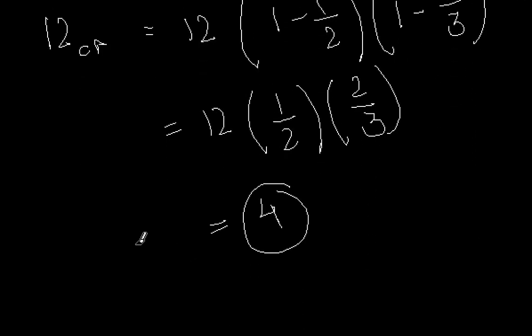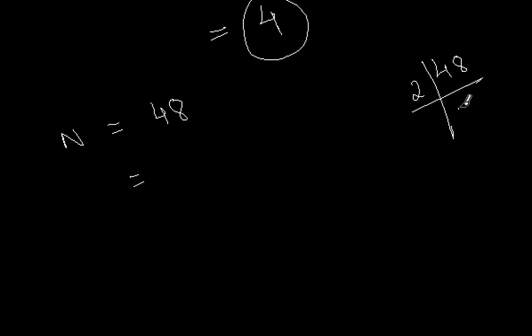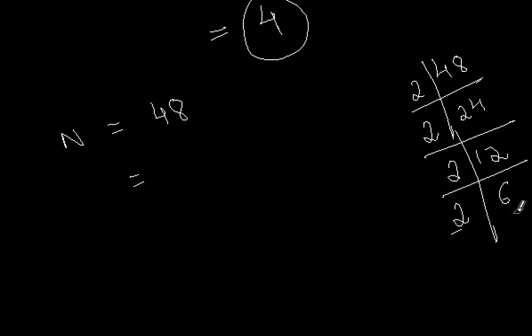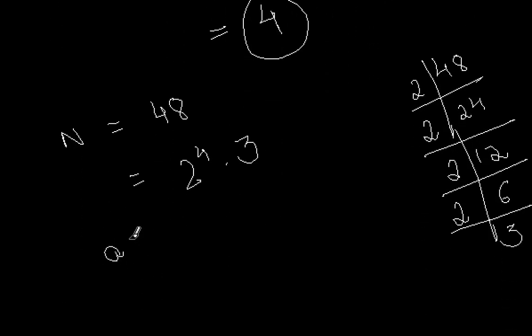Okay, so let's take another example. Let's take the number n equal to 48. First we need to prime factorize it. 48 becomes 24, this becomes 12. So this is nothing but 2 raised to power 4 into 3. Again we have to find the number of co-primes. So here again a is equal to 2 and b is equal to 3.